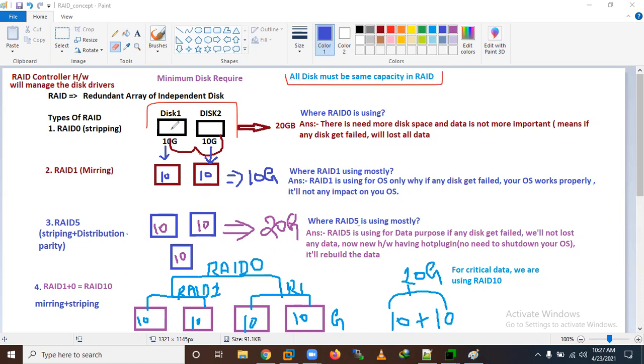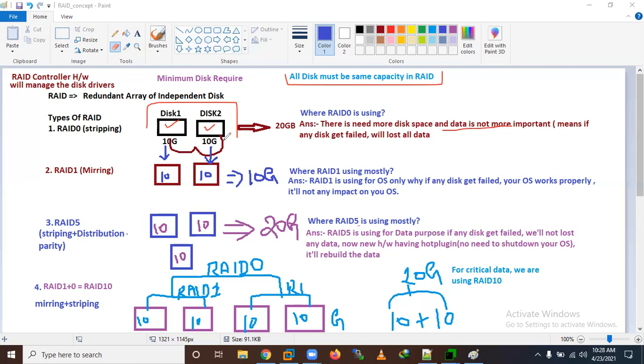Let us take an example. If the first disk is 10 GB, the second disk must also be 10 GB. If it is 10 GB and 20 GB, then it's not valid. Block data is written in stripes, first here, then here. So how much total capacity do we get here? 20 GB.